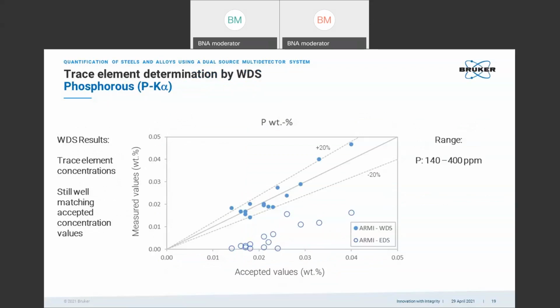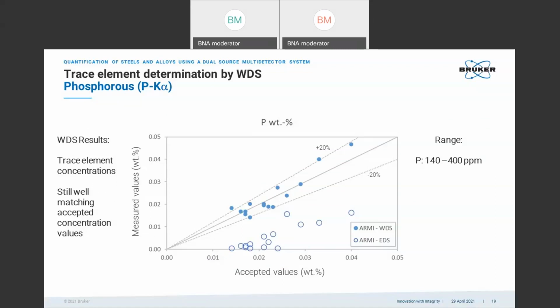Now we get to a real trace element. Phosphorus in steel is present in very low concentration, a few hundred ppm only. You see the range here in the standards is 140 to 400 ppm. So that's a real trace element. That's very low, and actually beyond the detection limit of an EDS. I still tried to measure the phosphorus content by EDS.